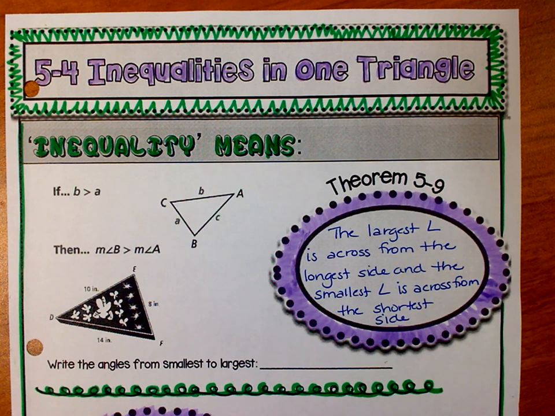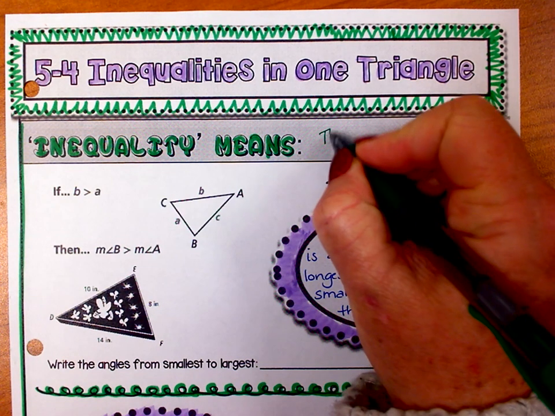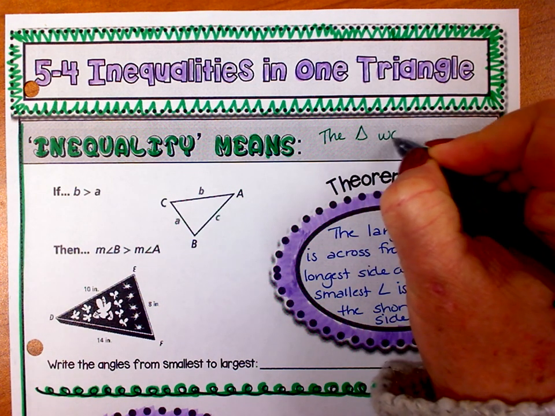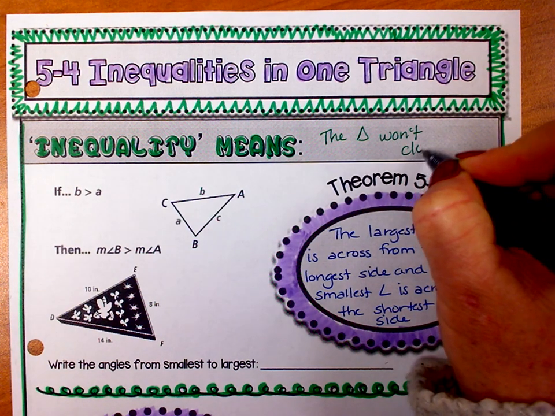This lesson discusses basic triangle properties and inequalities. Let's start with what we mean by inequality. If there's an inequality with the sides of a triangle, then the triangle won't close. That's going to be important later.